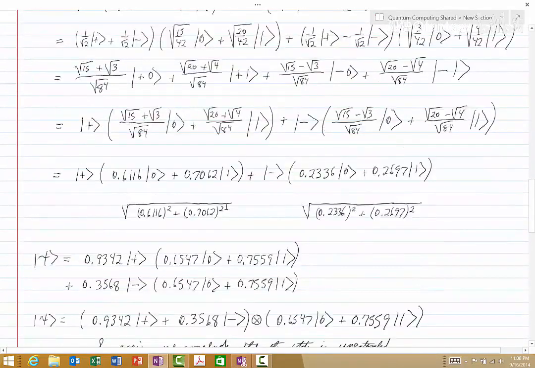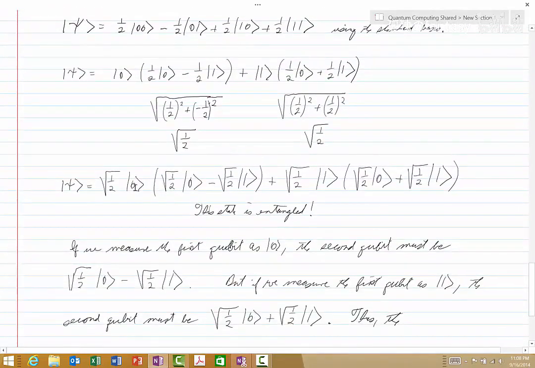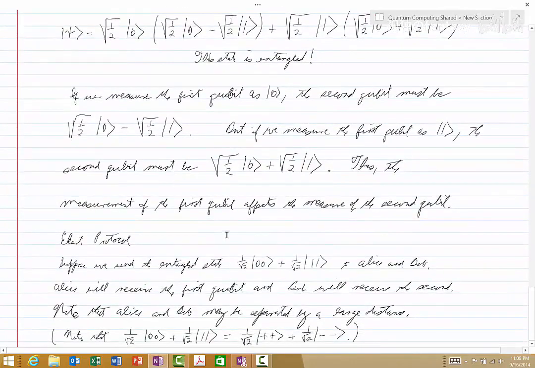But in the case of an entangled state, if Alice and Bob both use the same measuring basis, and let's say in this case, just for the sake of simplicity, they use the standard basis, and Alice measures a 0, then this is where we are. If Alice measures a 0, then that means that the second qubit is definitely 0, and so if Bob is using the standard basis as well, he will measure 0. So this is the idea.